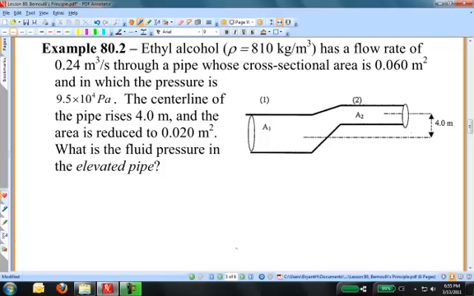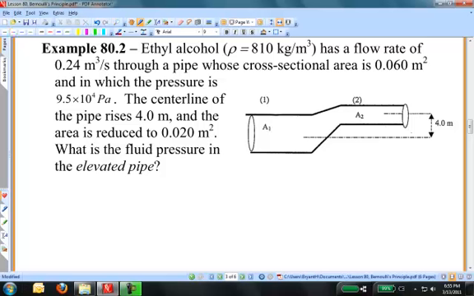Here's another example from your textbook. Example 80.2. Ethyl alcohol with a density of 810 kilograms per cubic meter has a flow rate of 0.24 cubic meters per second through a pipe whose cross-sectional area is 0.060 square meters and in which the pressure is 9.5 times 10 to the 4 Pascal. The center line of the pipe rises 4.0 meters and the area is reduced to 0.02 square meters. What is the fluid pressure in the elevated pipe?